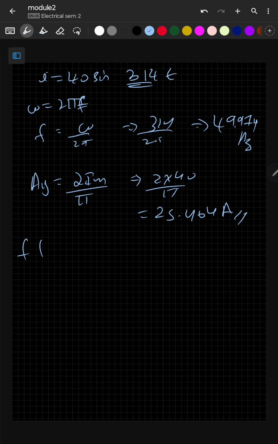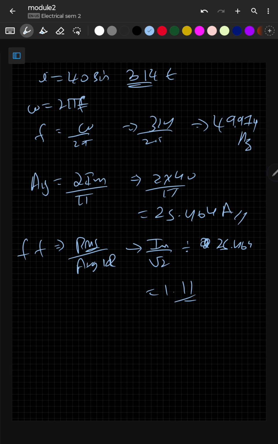Form factor is what? RMS value by the average value. Here average will come in form factor. In peak factor it is maximum value by the RMS value. RMS will come in both, but remember that, sometimes there's a chance to forget. So RMS value have you got? Im by root 2 divided by average value we have got 25.464. Or you can do 2 Im by pi, cancel. So 40 divided by root 2, divided by 25.464. I'm getting the answer 1.11, which is correct for form factor.